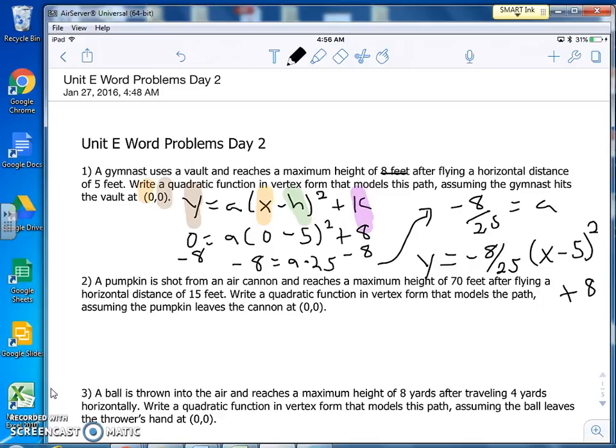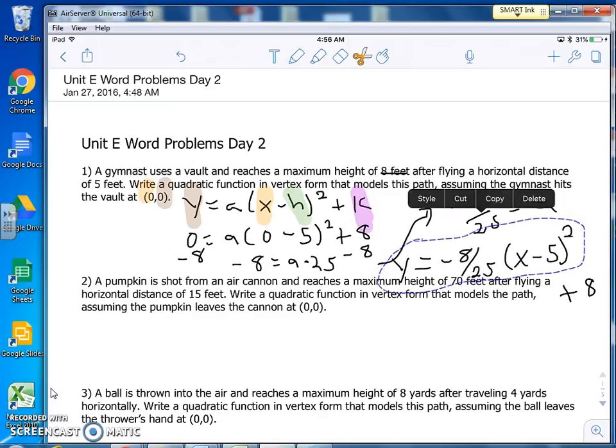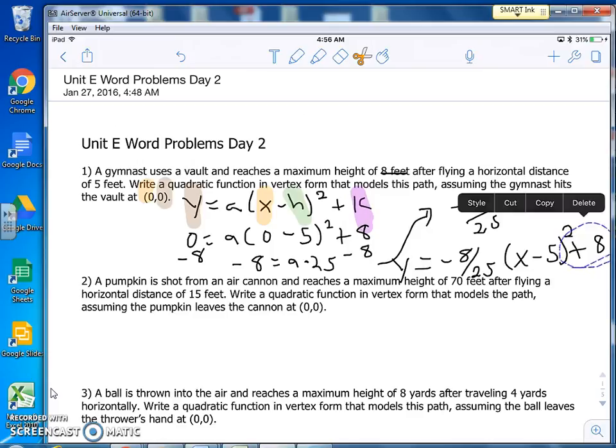If you need to pause to get caught up, go ahead and do that. Let me rearrange this real quick so it looks a little better. Okay, a little more friendly.